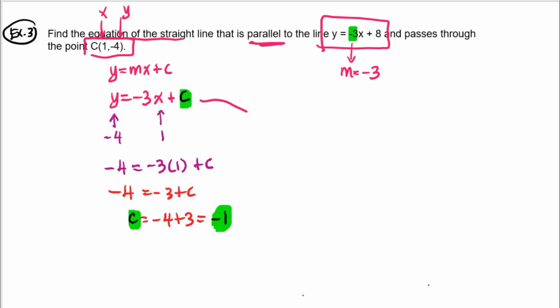Therefore we can finalize this equation to be y equal to -3x, and now our c is -1, so minus 1. So we are done with the equation of the straight line.